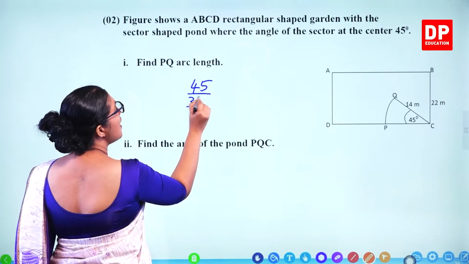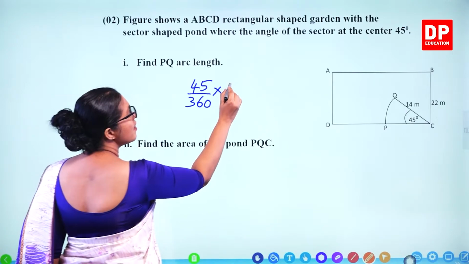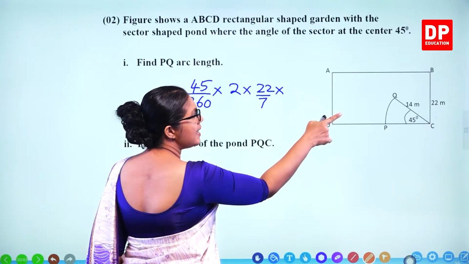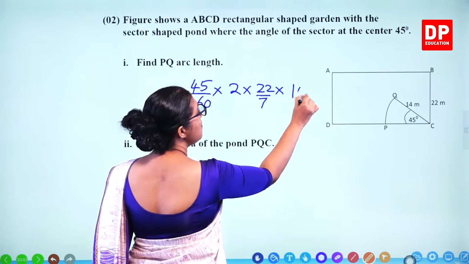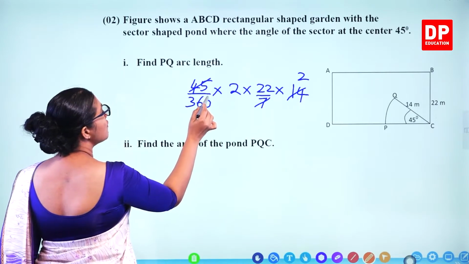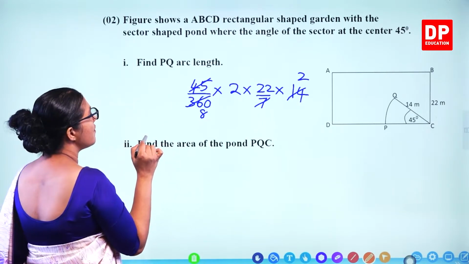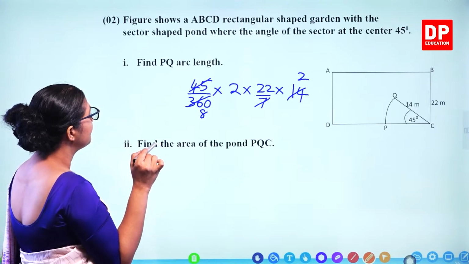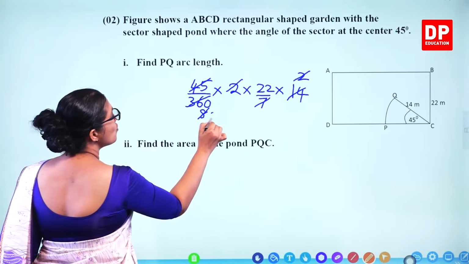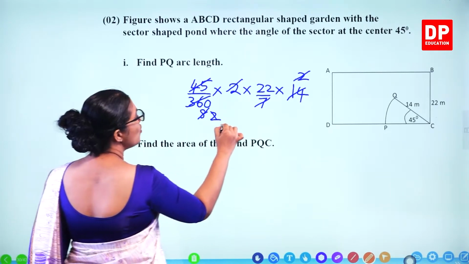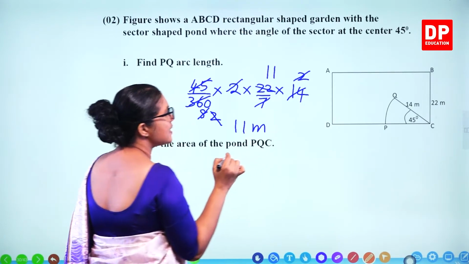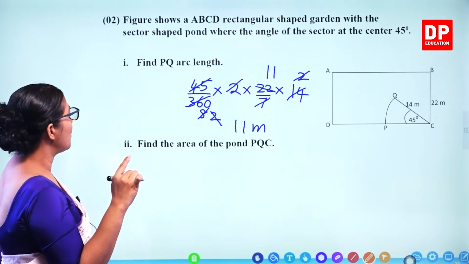Angle divided by 360 into 2 pi r. 2 into pi, 22 over 7. What's the radius? 14 meters. 7 times 2. Here 45 times 8 over 360. 2 and 2, 4. This is 2. 4 times 2, 8. 2 with 22, that's 11. 11 meters is the arc length PQ.